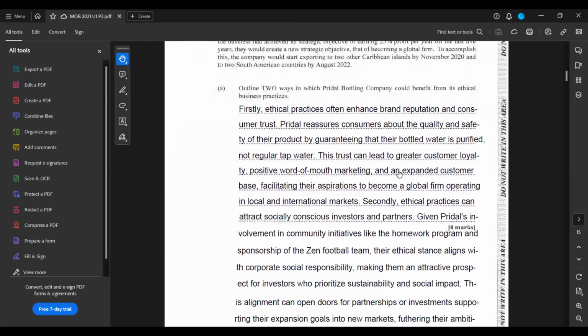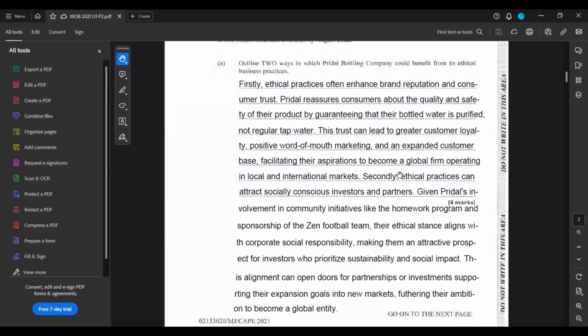Firstly, ethical practices often enhance brand reputation and consumer trust. Pridal reassures consumers about the quality and safety of their product by guaranteeing that their bottled water is purified, not regular tap water. This trust can lead to greater customer loyalty, positive word of mouth marketing, and an expanded customer base, facilitating their aspirations to become a global firm operating in local and international markets.